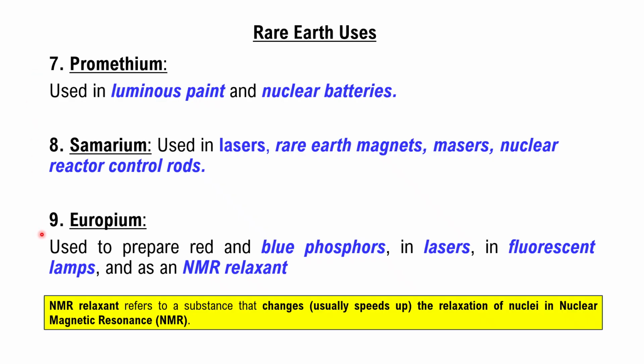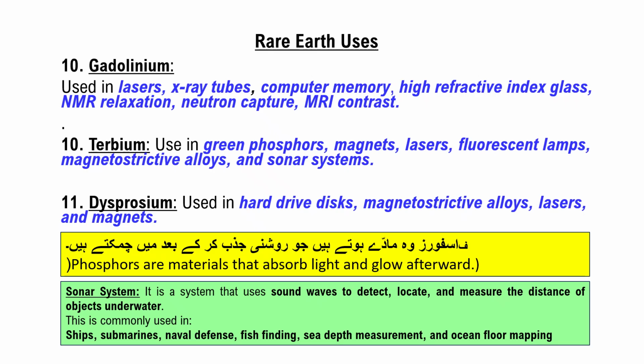Used to prepare red and blue phosphors in lasers and fluorescent lamps, and as an NMR relaxant. NMR relaxant refers to a substance that changes, usually speeds up, the relaxation of nuclei in nuclear magnetic resonance, that is NMR. Now, this is a very important element, a very important rare earth metal. Let's move ahead.